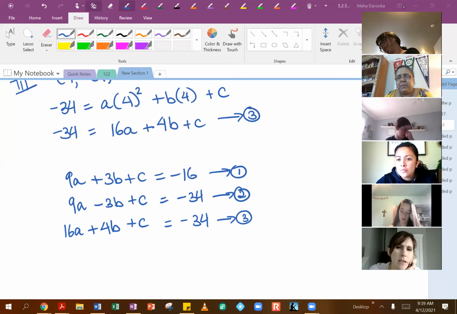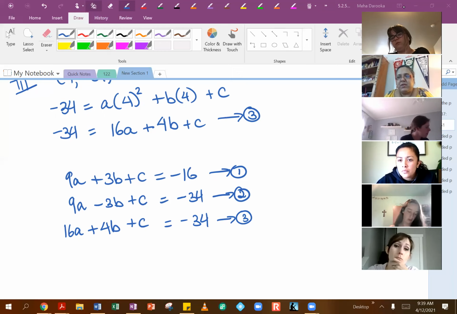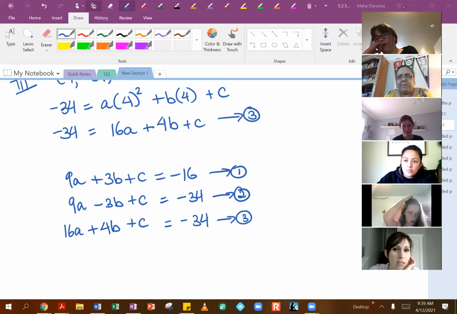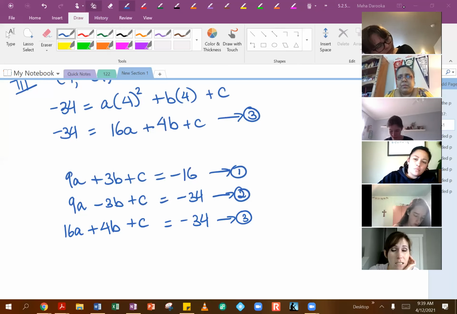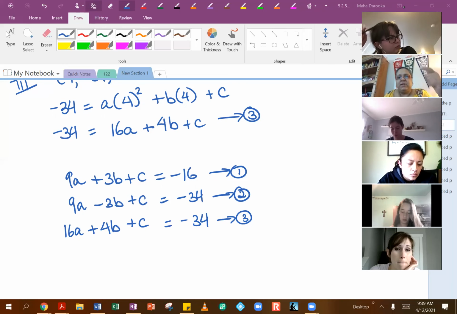Would 1 and 2 be good since 3b and negative 3b cancel? Okay, so that would be easy, right? But then what happens when you come to equation 3 to try and eliminate B? Yeah, so then you could use any of them and just multiply by negative to get a negative c. Yeah, that's kind of what I was thinking also, is that, since all 3 of our C's are just positive 1, right, with the coefficient, if you can just make them negative, you can eliminate them.